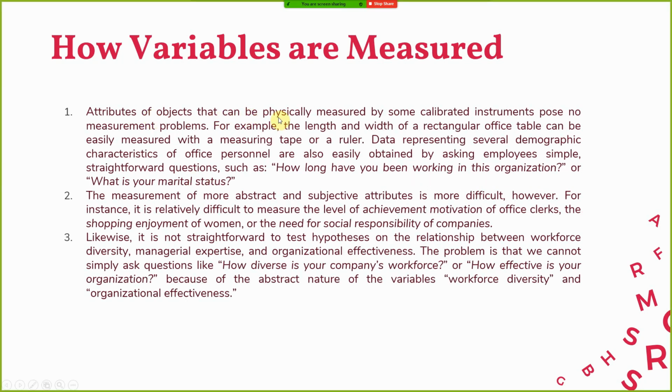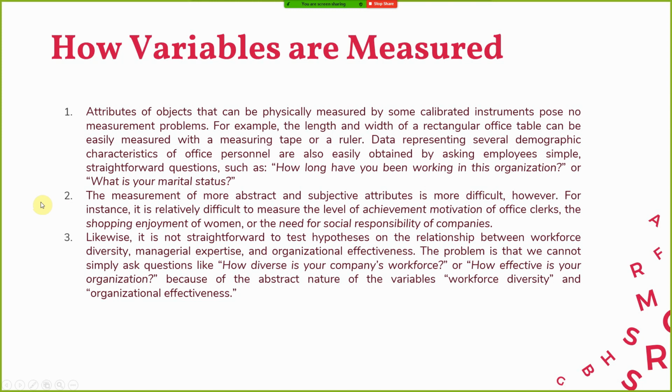Now, attributes of objects can be physically measured by some calibrated instrument and pose no measurement problem. There are objects whose attributes, whose characteristics can be easily measured and you won't have any problem whatsoever. For example, length of a table, age, marital status, how long someone has been working in an organization, your current semester, your job rank, your monthly salary. These are really easy to measure, like demographic variables, what we normally see at the top of a questionnaire.